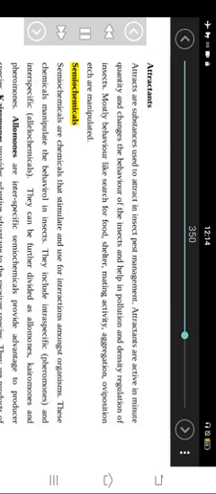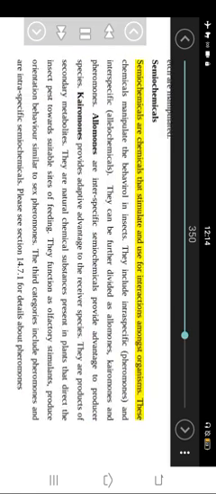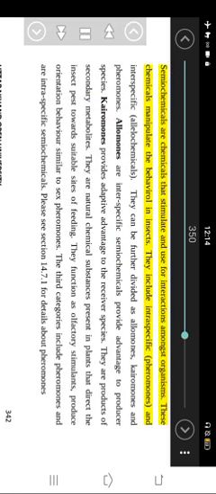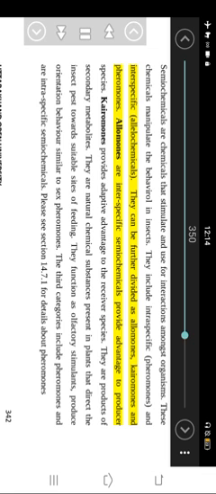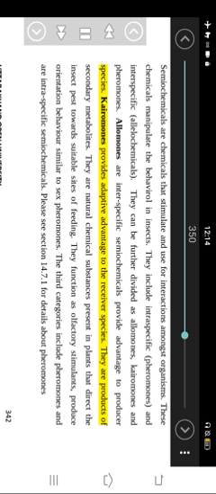Semiochemicals. Semiochemicals are chemicals that stimulate and are used for interactions amongst organisms. These chemicals manipulate the behavior of insects. They include intraspecific pheromones and interspecific allelochemicals. They can be further divided as allomones, kairomones and pheromones. Allomones or interspecific semiochemicals provide advantage to the producer species. Kairomones provide adaptive advantage to the receiver species.